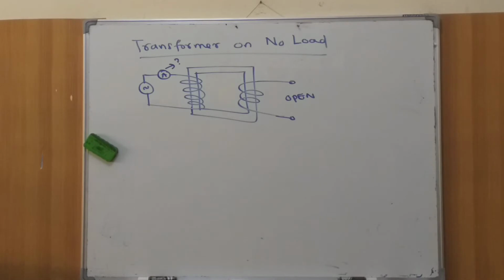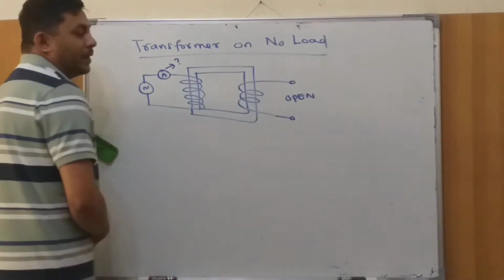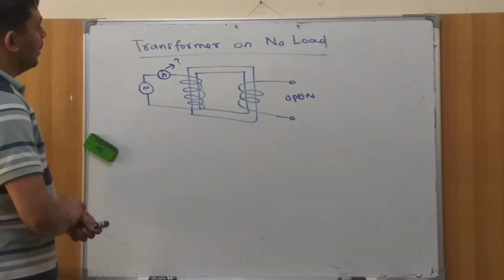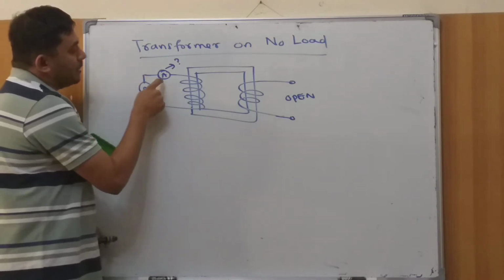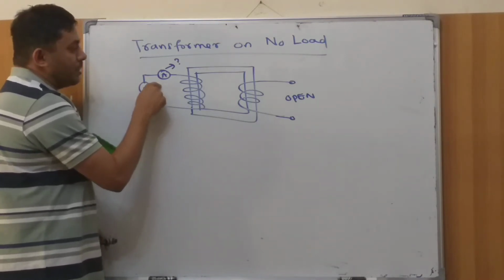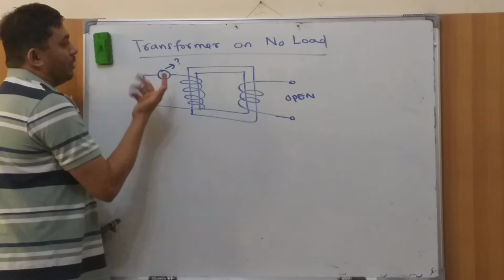Okay, so the transformer is connected on no load, which means the secondary terminals are open, and we are going to feed some voltage at the input, and this input ammeter shows some amount of current. So the question is, why such a current?